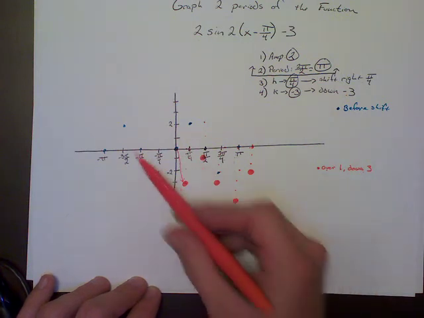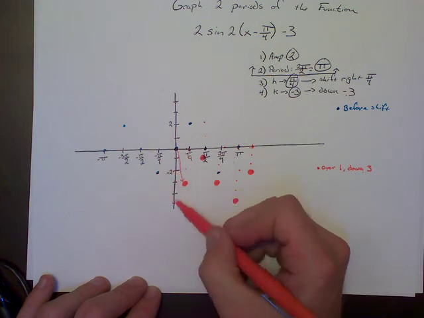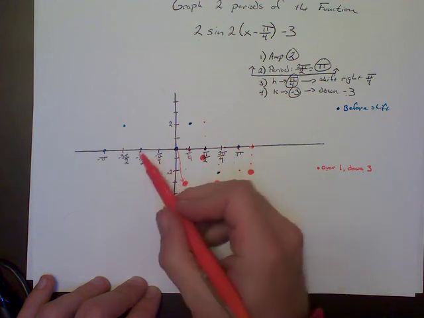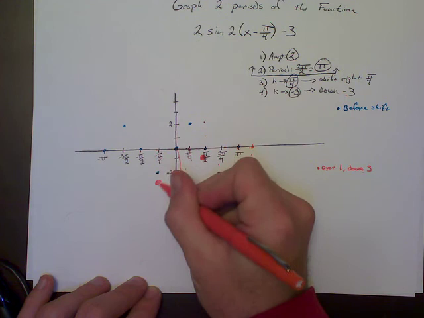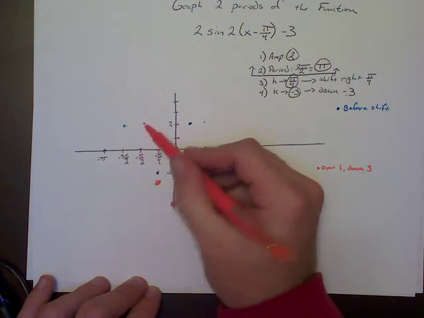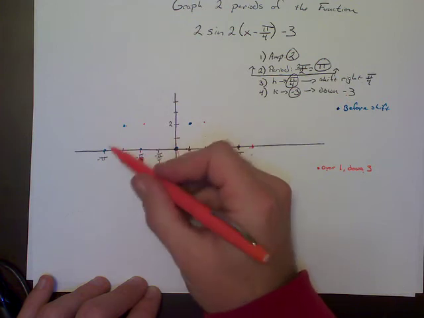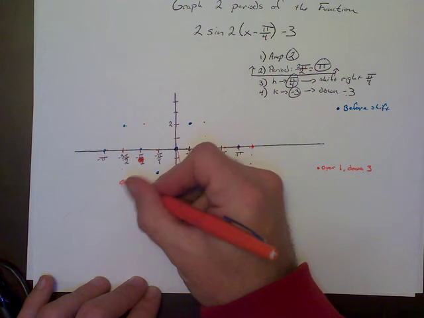Now same thing with all these. We don't want to forget the negative. So we go over 1, down 1, 2, 3. We want to go over 1 and down 1, 2, 3. And we want to go over 1 and down 1, 2, 3. Over 1 and down 1, 2, 3.